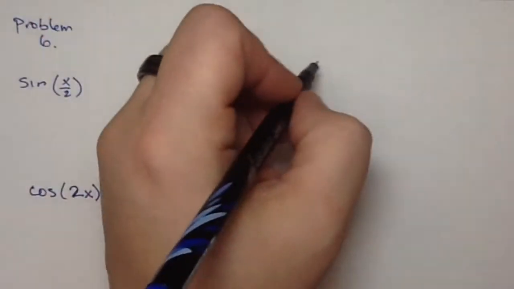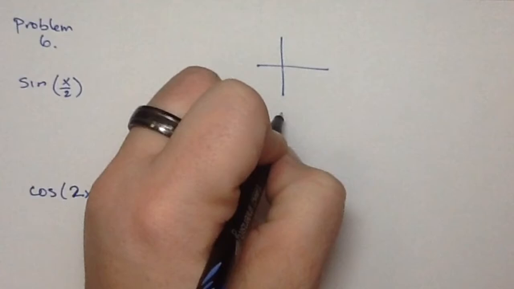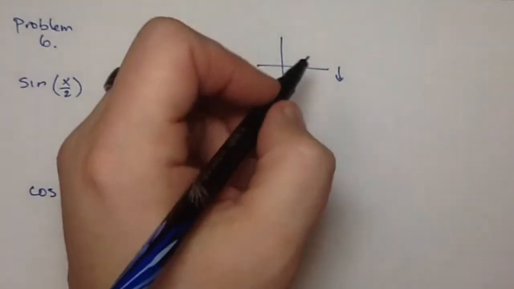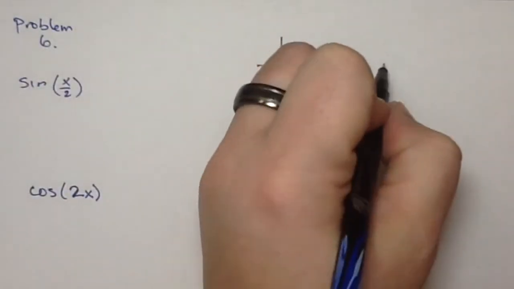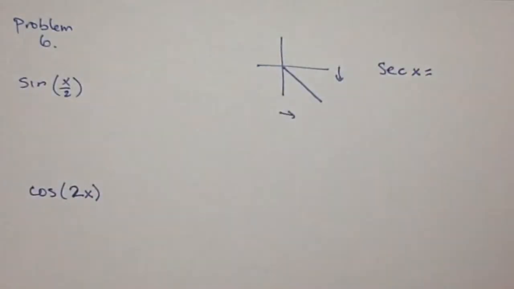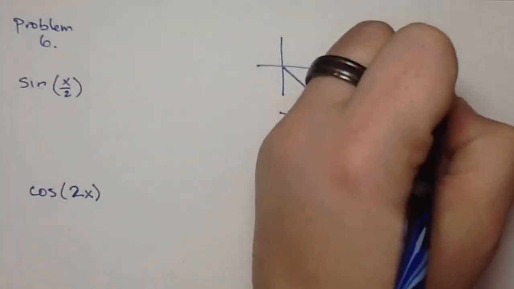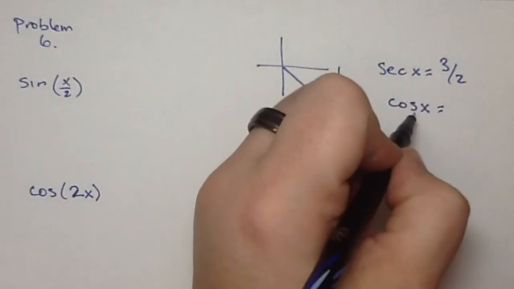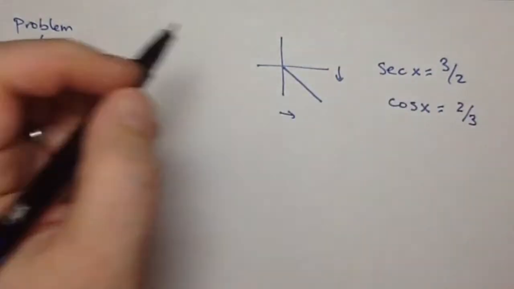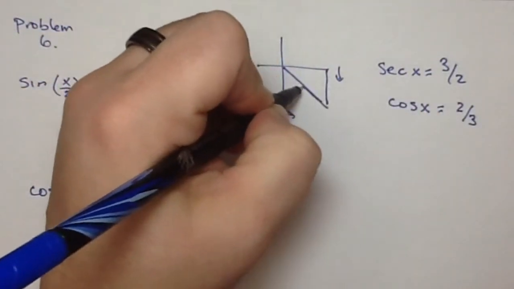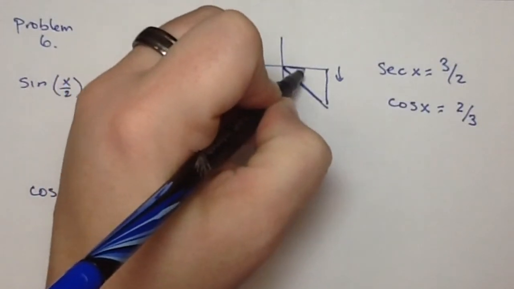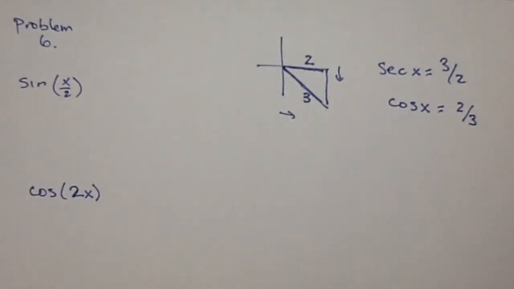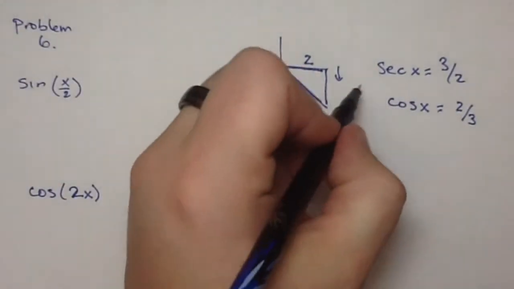So on my sketch over here, we know that we're going to be in quadrant 4, and we know that secant x equals 3 over 2. So that means that cosine x then would be equal to 2 over 3. So in this reference triangle, we've got cosine, which is our x value, being 2, and our hypotenuse is 3. All right, we can do this. So we've got to find y.